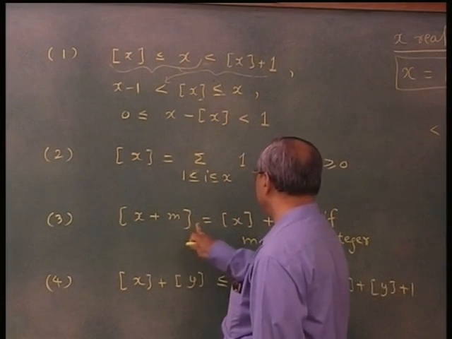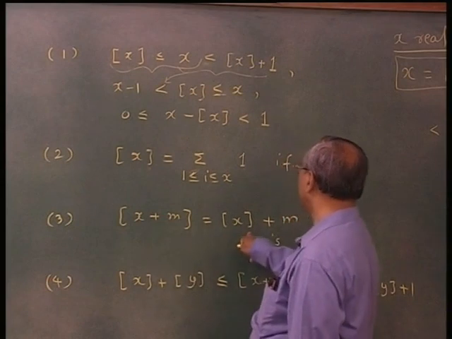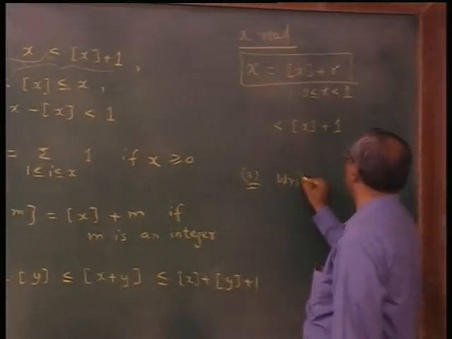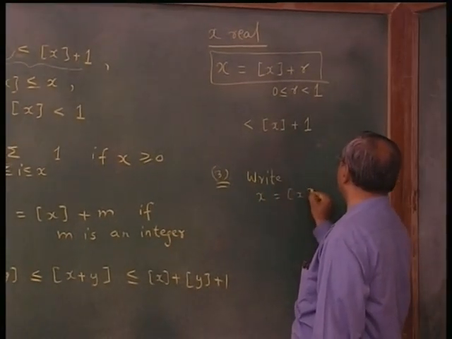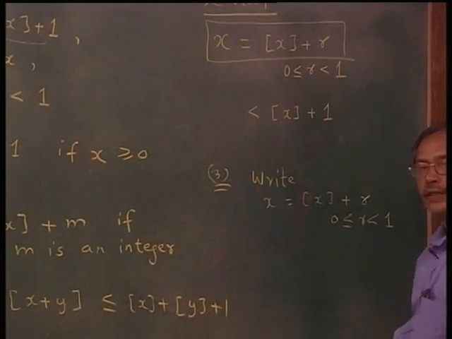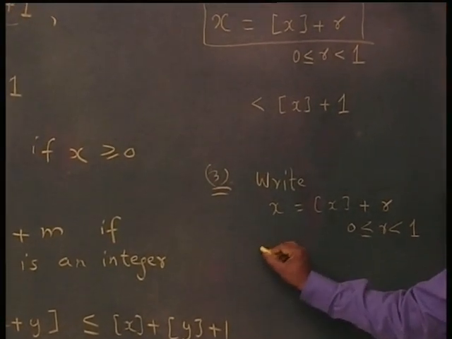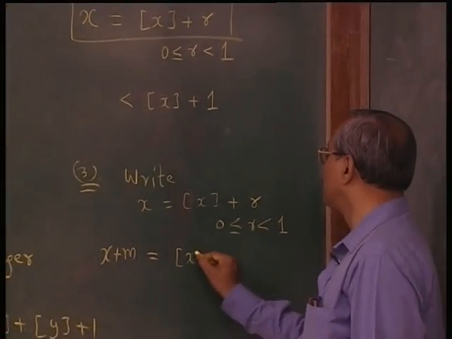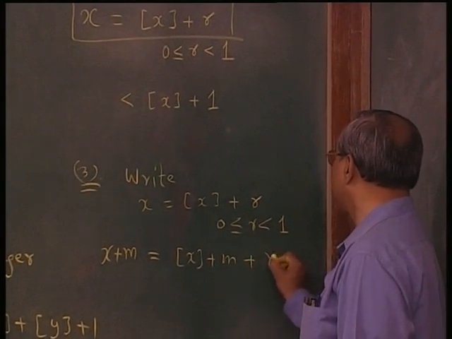Integral part of x plus m is equal to integral part of x plus m, if m is an integer. To see this, write x equal to integral part of x plus r, where 0 is less than or equal to r less than 1, and then add m to it. So x plus m is equal to integral part of x plus m plus r.